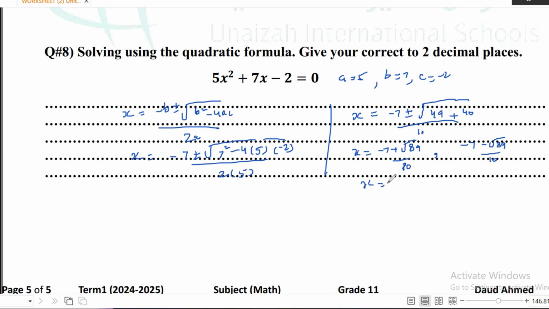Minus 7 plus square root of 89, divided by 10, gives us 0.24, because we are looking for two decimal places. The second answer is negative, minus 1.64. I hope it is clear.